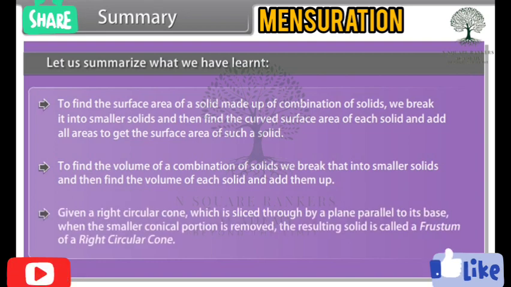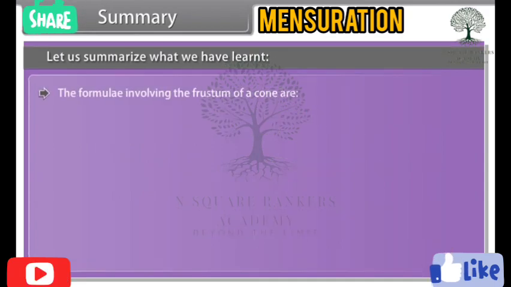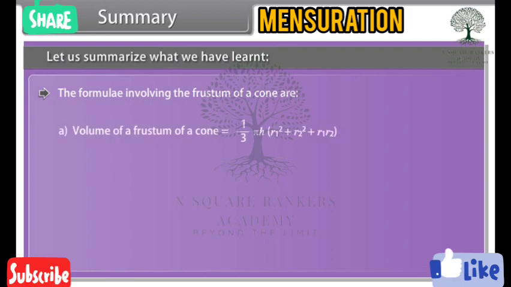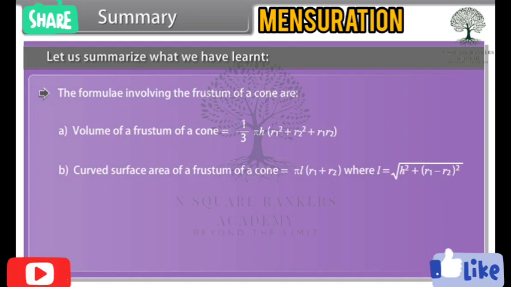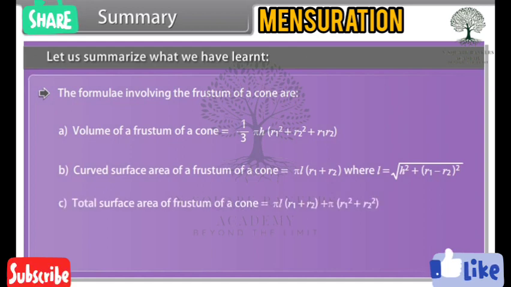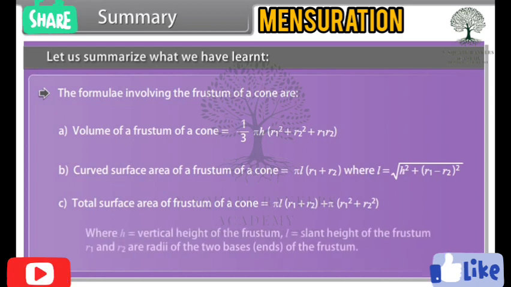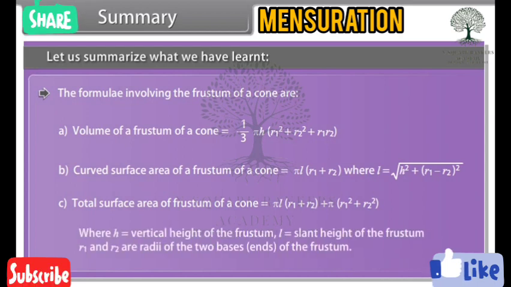Given a right circular cone, which is sliced through by a plane parallel to its base, when the smaller conical portion is removed, the resulting solid is called the frustum of a right circular cone. The formulae involving the frustum of a cone are given, where h is equal to the vertical height of the frustum, L is equal to the slant height of the frustum, R1 and R2 are radii of the two bases, ends of the frustum.